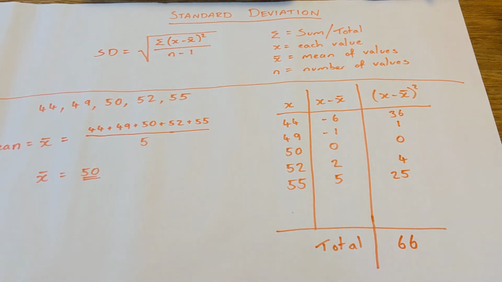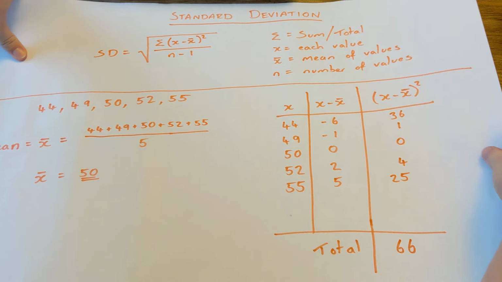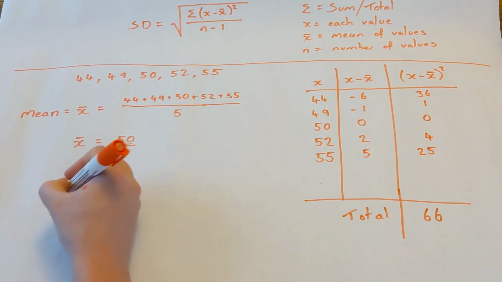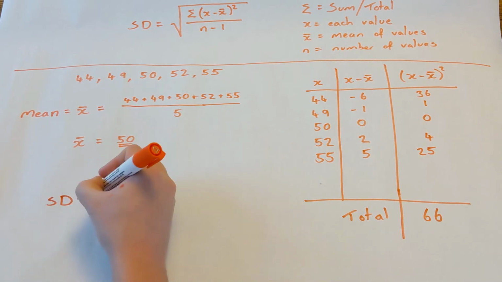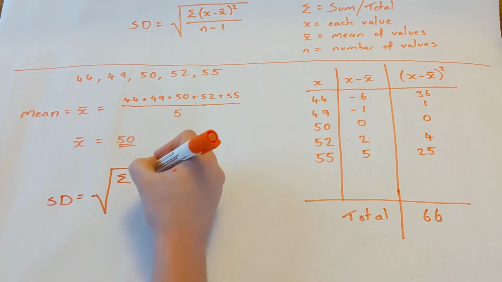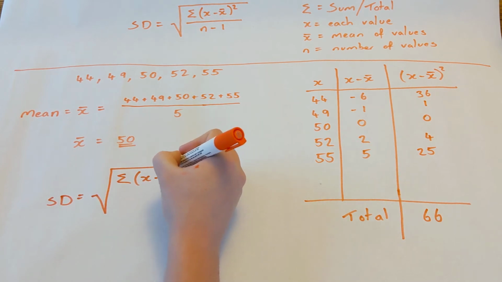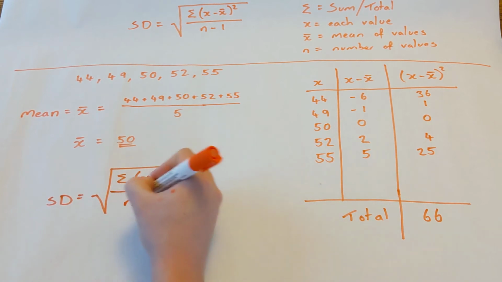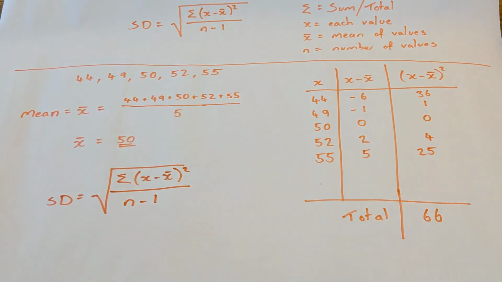Now, we're getting close to the answer now. We've got all the information we need to put into this formula. So let's write down this formula again. Make sure it's on the camera. Just move it up a little bit. So, our formula: standard deviation equals the square root of the sum of x minus the mean all squared, divided by n minus 1.